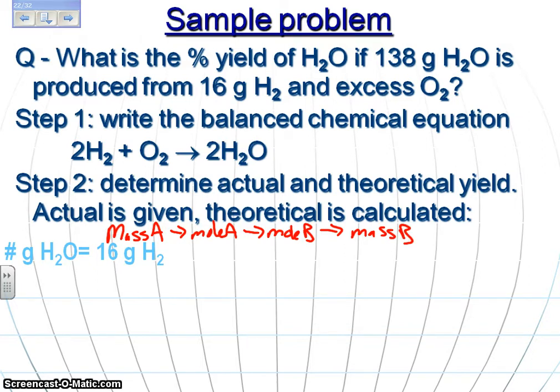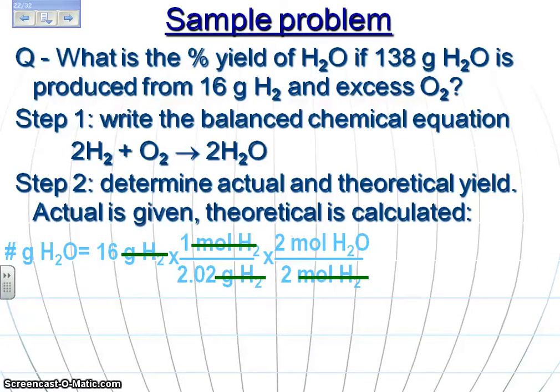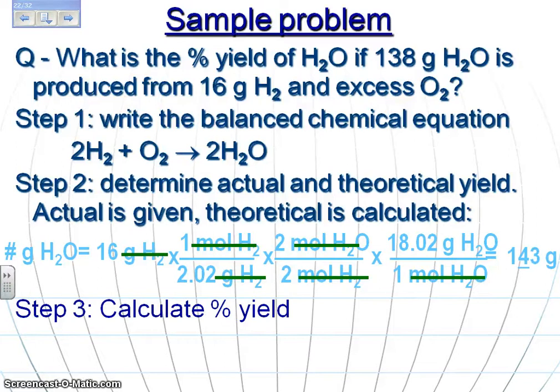So 16 grams of H2, we're going to divide it by the molar mass. Grams cancel. We're left with moles of H2. We're going to multiply it by our ratio of moles based on our balanced chemical equation. Moles of H2 cancel. We're going to convert moles of H2O to grams of H2O. Moles of H2O cancel. We're left with only grams of H2O. And we come to 143 grams of H2O. However, it's 140 grams based on 2 sig figs.